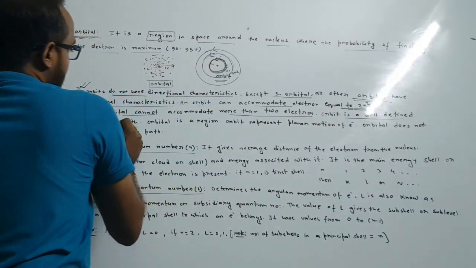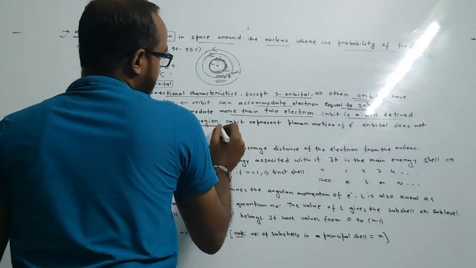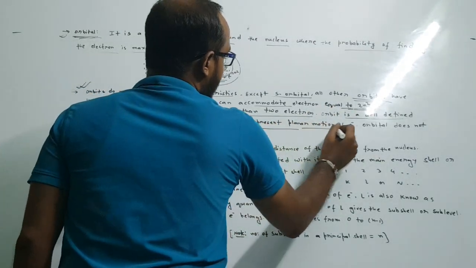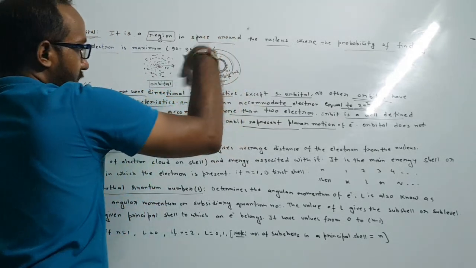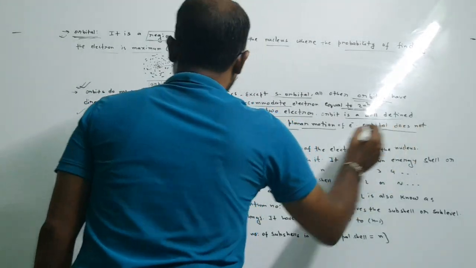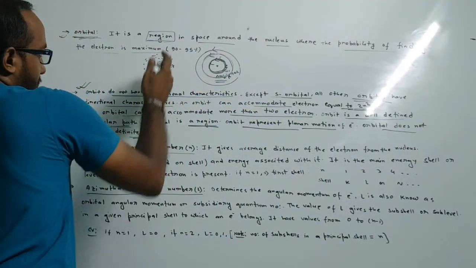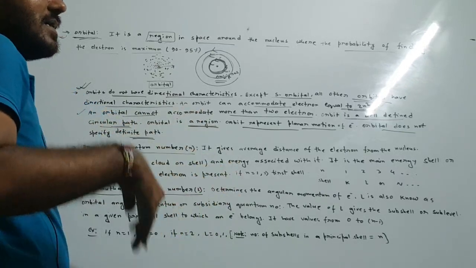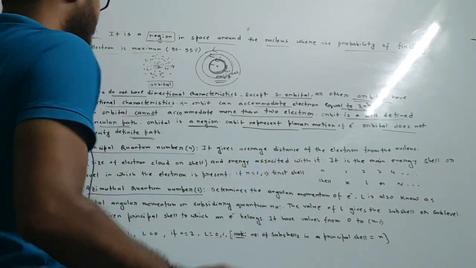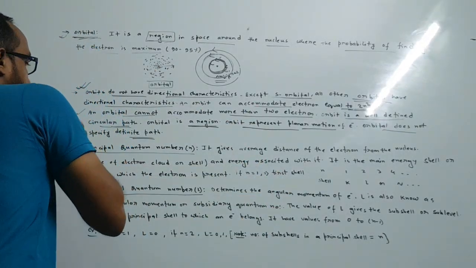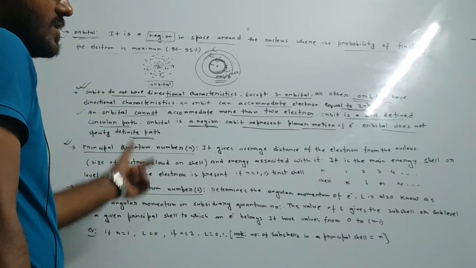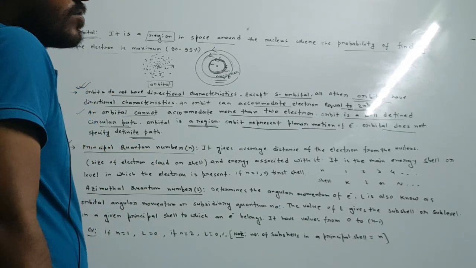Orbit is a well defined circular path. Orbital is a region. Orbit represents planar motion, in a particular plane. Orbital does not specify a definite path because the electron can lie anywhere at any time. Now move forward to our first solution of the Schrodinger wave equation, which is the principal quantum number.